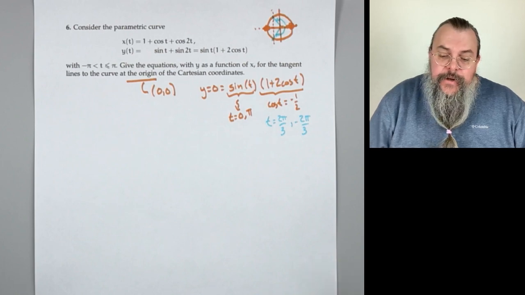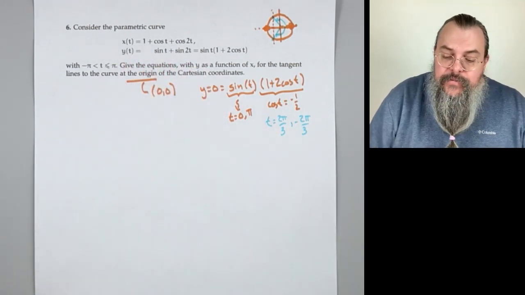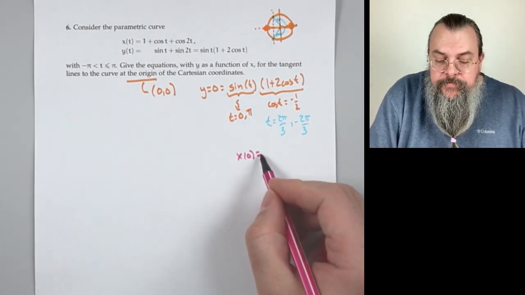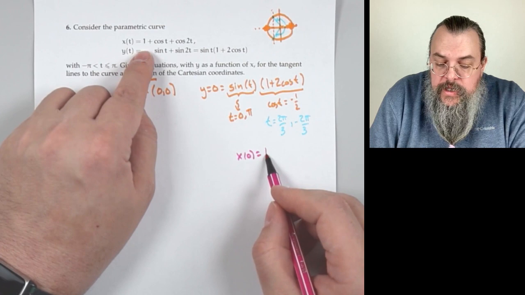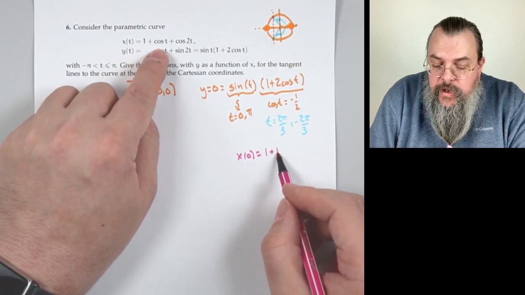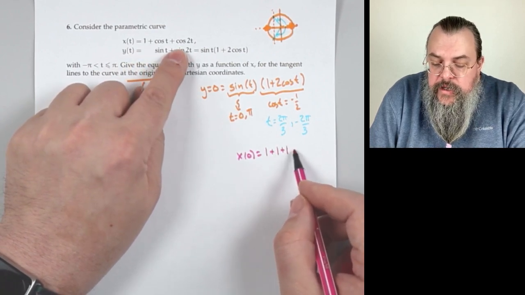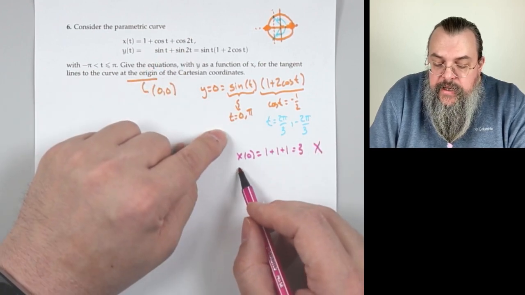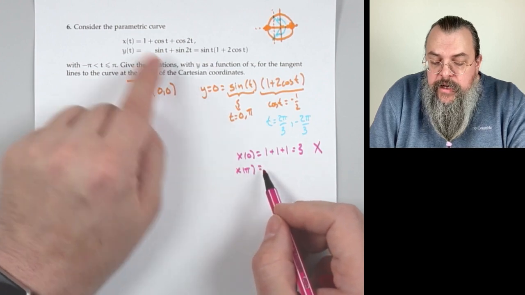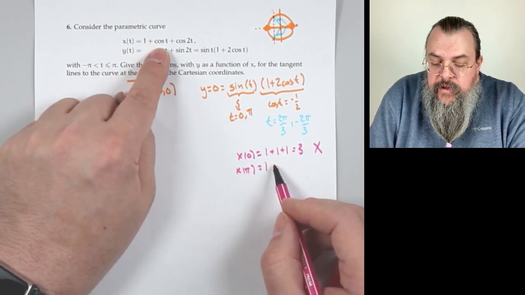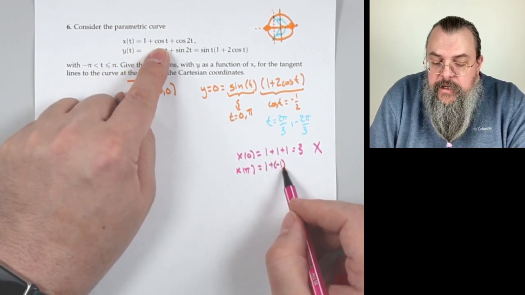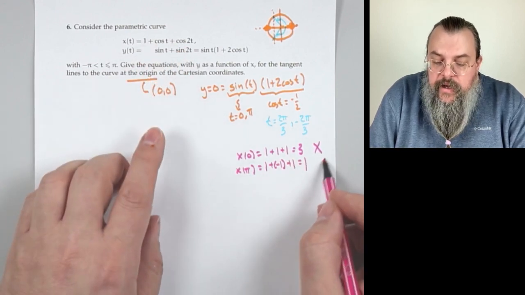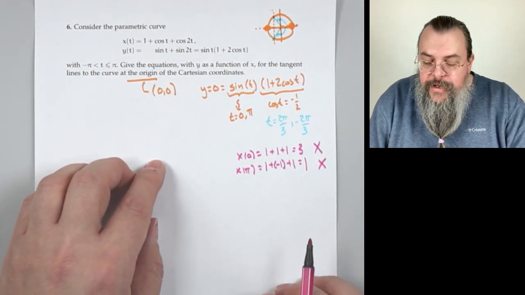To figure that out, we come to our x of t. Okay, so what is x of 0? Cosine of 0 is 1, which is 3. Nope, doesn't work. How about pi? X of pi. Well, that would be 1 plus cosine of pi is negative 1. Cosine of 2 pi is positive 1, which is 1. Out. That's not going to work.